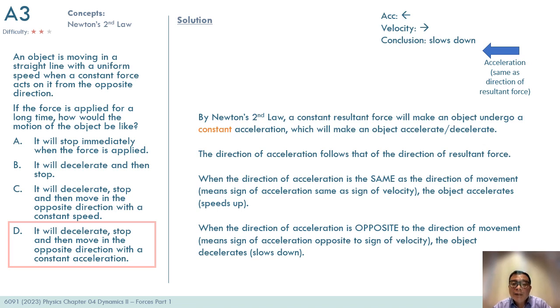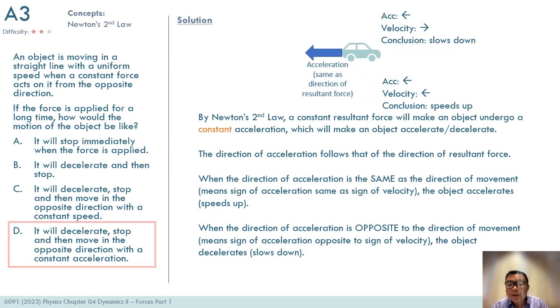Now, when this backward force continues to act, which is what the question says, then what will happen next is this backward force will therefore push the object backwards, and this is what you will see. Okay, so the car will then be pushed backwards after it comes to a stop, and the acceleration direction is backwards, and the object is moving backwards. These two directions are the same, and therefore the object must speed up backwards.